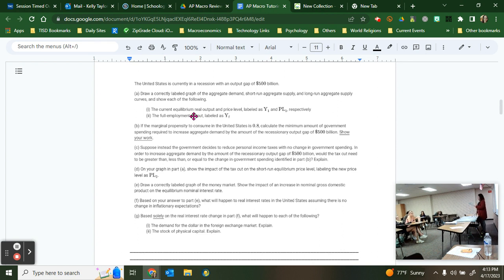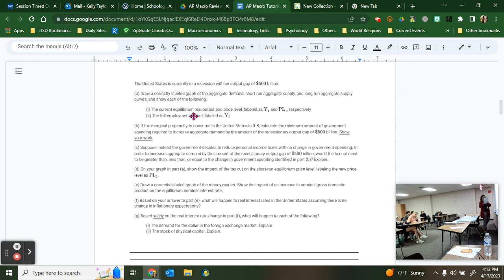All right, so interest rates just went up. And then it says on F, based on your answer in part E, nominal interest rates just went up. What's going to happen to real interest rates in the United States, assuming there's no change in inflationary expectations? What type of question is this? This is a Fisher equation. How do I know that? Because every single part of the Fisher equation is present. It's asking about real interest rates, it's talking about inflationary expectations, and it's telling you to use your information about nominal interest rates to answer this question.